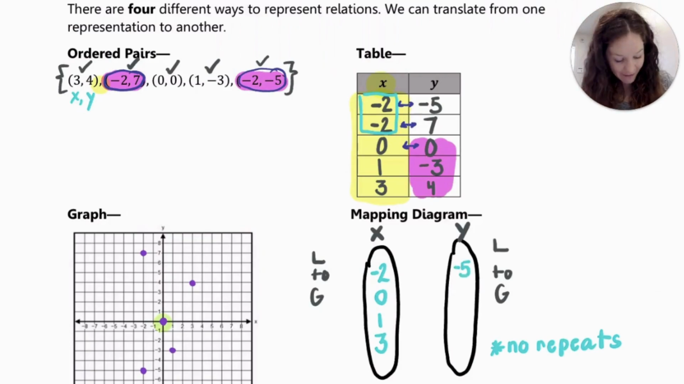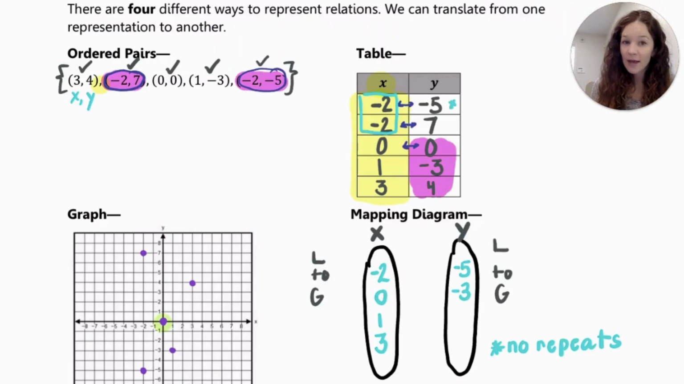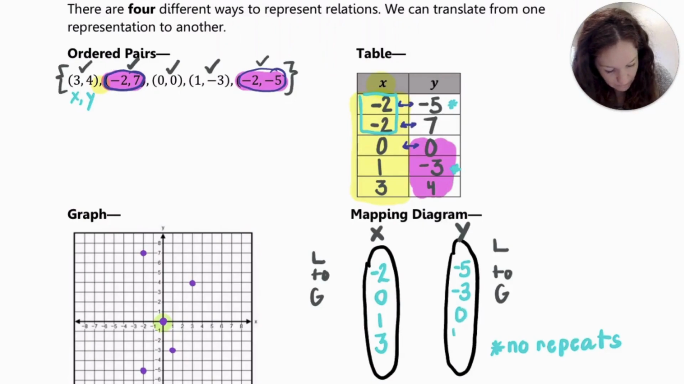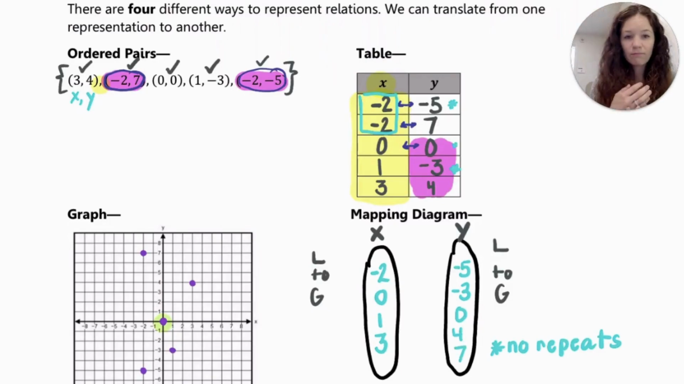I then have -3, and this is where you might need to cross off, so you know you used them. I have 0, 4, and 7. Okay? It's okay that I have one more value in the y than I do in the x. That's because none of the y values repeated.